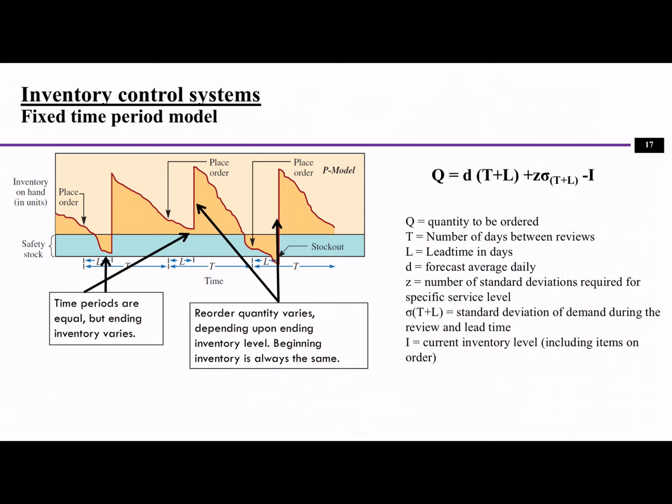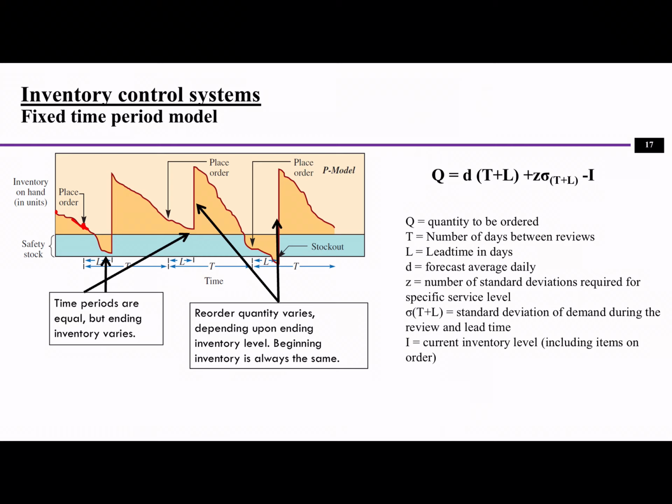All right, next, let's look at another model, which is the fixed time period model. Compared to the fixed quantity model, the fixed time period model means I always review our inventory at a certain time. The graph will look like this. For example, we have a certain inventory level on hand, and then it starts to decrease, and regardless of how much inventory I still have on the shop floor, I still place an order because it's time. This is called the fixed time period model.